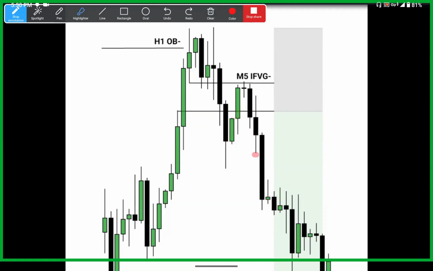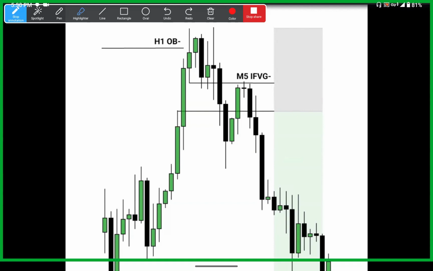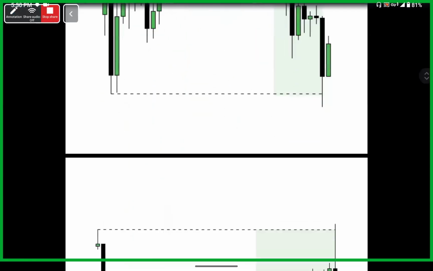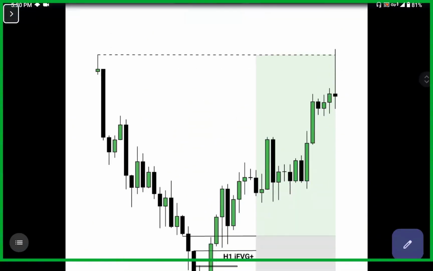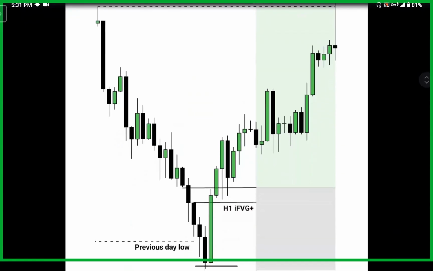I told you that these fair value gaps are just indications that there is a heavy order that has been put into the market, and therefore price is rushing in a specific direction. That's why fair value gaps are created, because whenever there are heavy orders in the market, there have to be inefficiencies in the market. Another scenario, I'm giving you many scenarios so that you can be able to memorize.